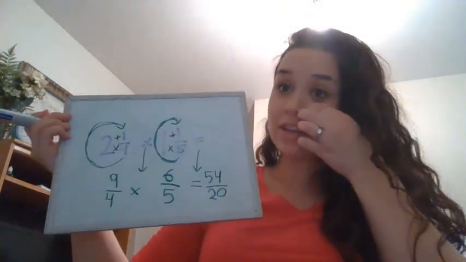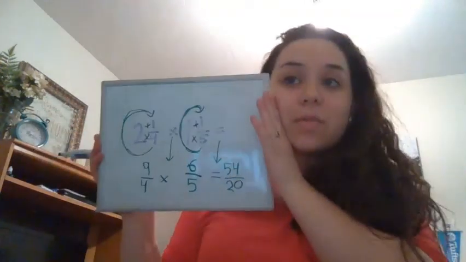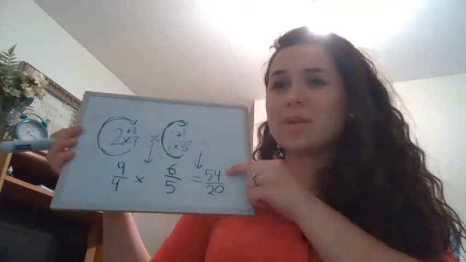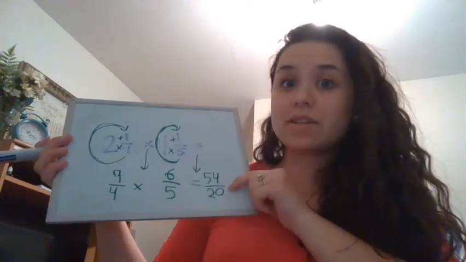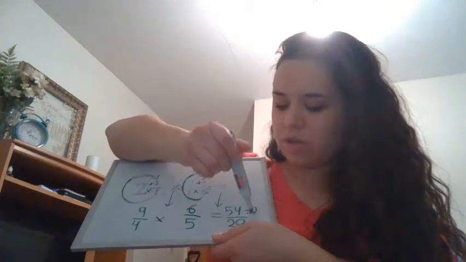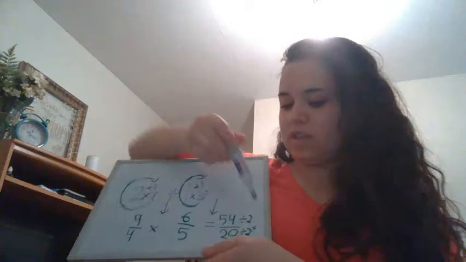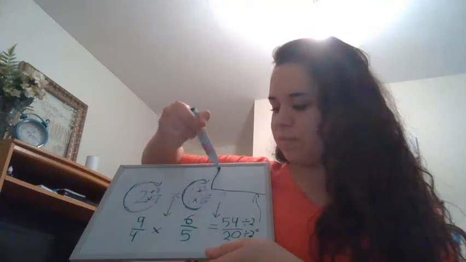Let's go ahead and simplify it, make it even more complicated. I'm going to think first, can I divide both of these by 2? So let's see. 54, I know I can divide that by 2 because it's even. And 20, I can divide that by 2 because it's even. So I'm going to divide both by 2. Divide by 2, make sure your top and bottom match. Divide by 2 equals. Let's move this up here. So I've got some extra room.